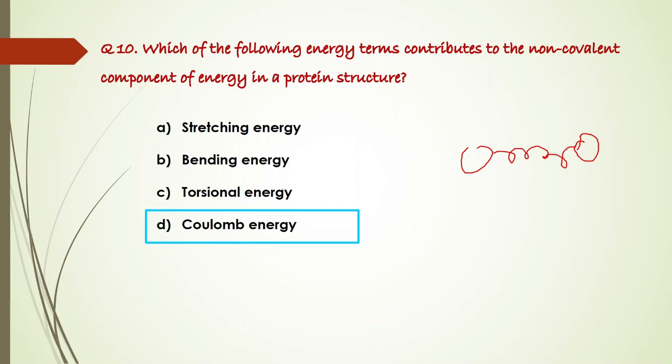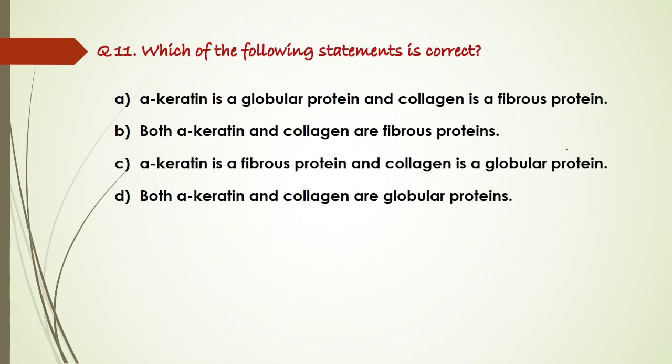Suppose you are thinking about electrostatic interaction, suppose interaction between NH3+ and COO-. This is electrostatic interaction, interaction between two charges, and there comes the law of Coulomb, that is basically Coulomb's energy. So only our fourth option is for non-covalent interactions. All the other three, the first three, are for the covalent component of energy for protein structure. Okay.